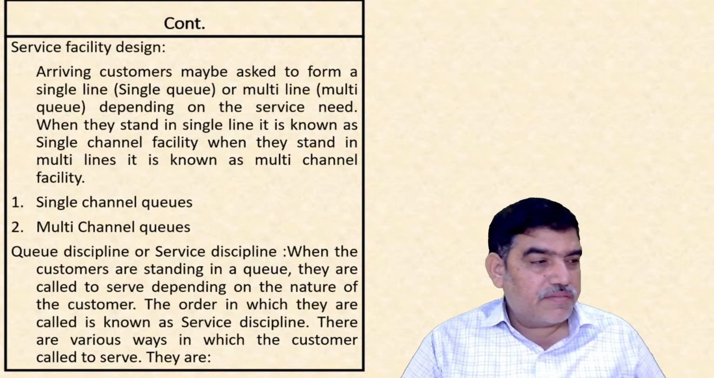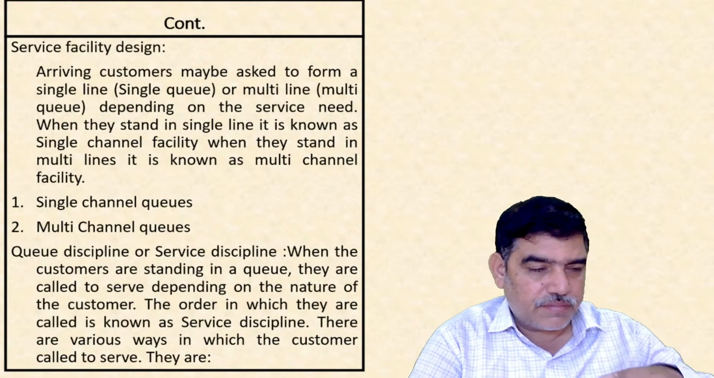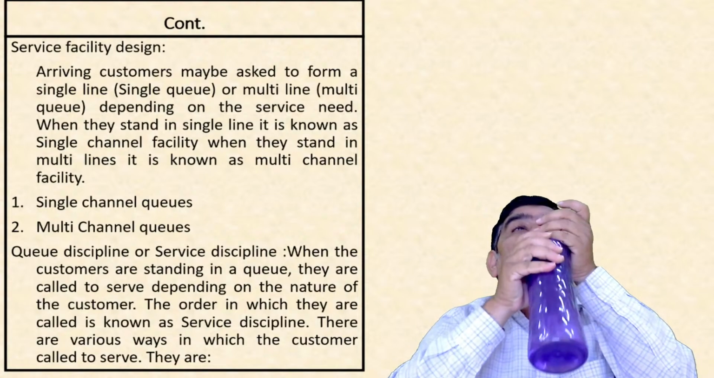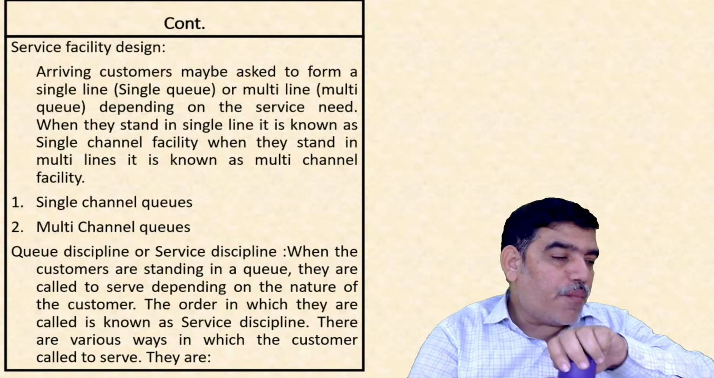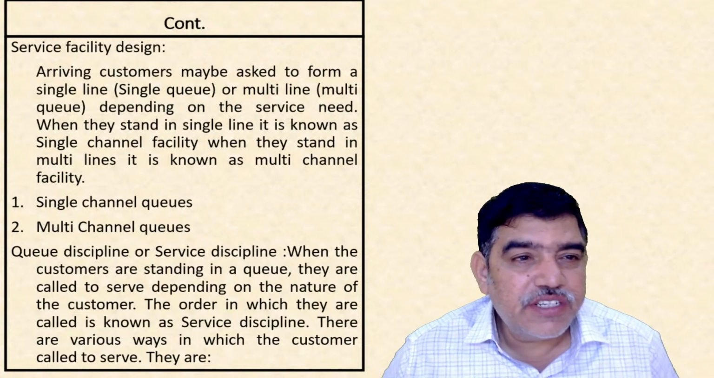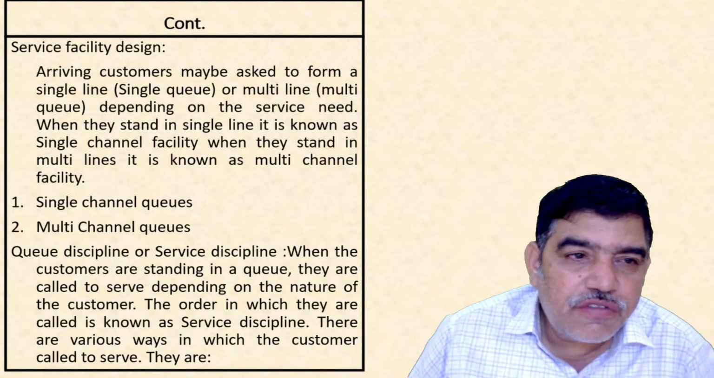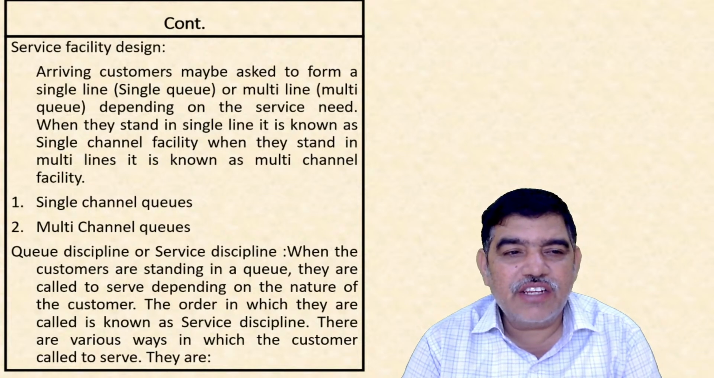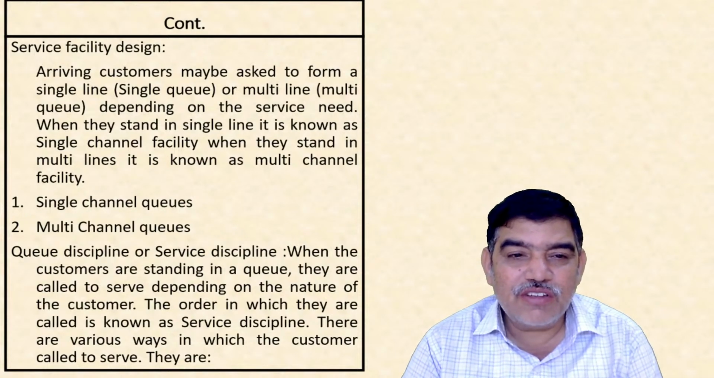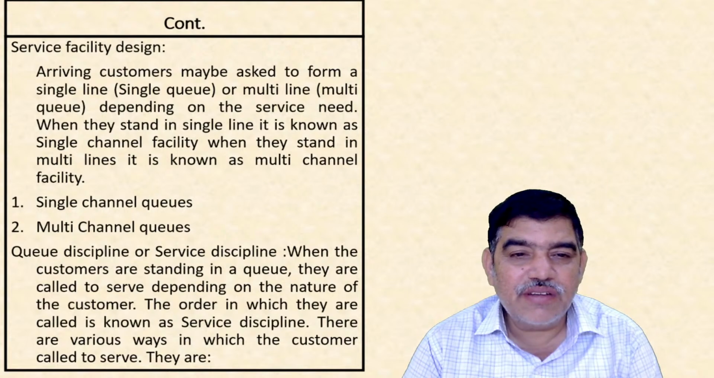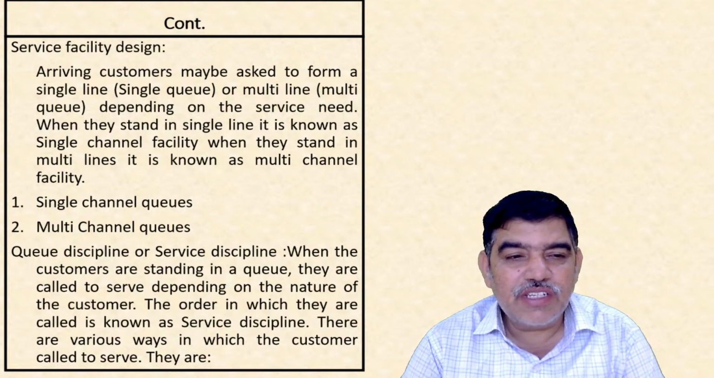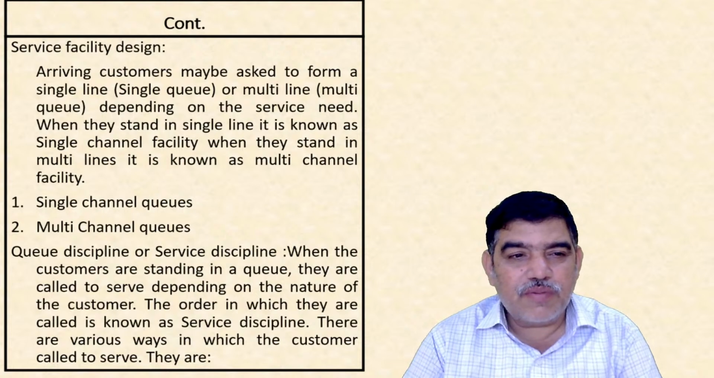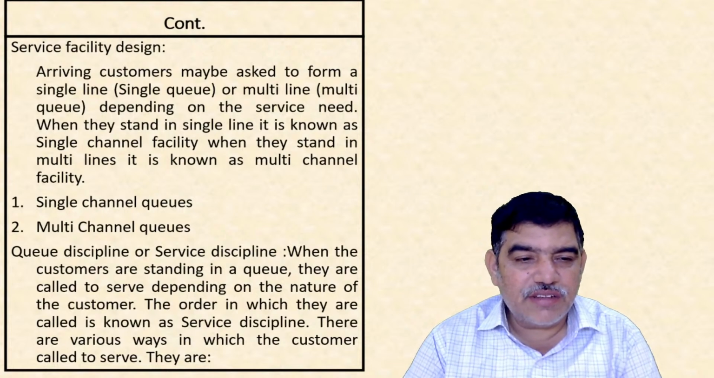Then service facility design. Arriving customers may be asked to form a single line or multiple lines, depending upon the service need. When they stand in a single line, it is known as single channel, meaning one queue, one service point. That is called a single channel facility. When they stand in multiple lines, it is known as a multi-channel facility. Suppose there are multiple queues and multiple service points. That is called a multi-channel facility.